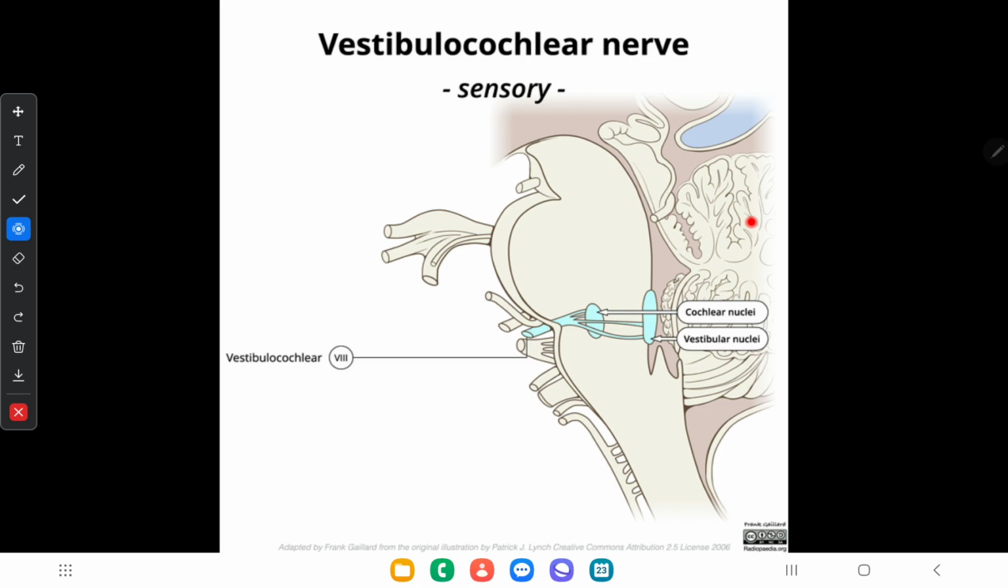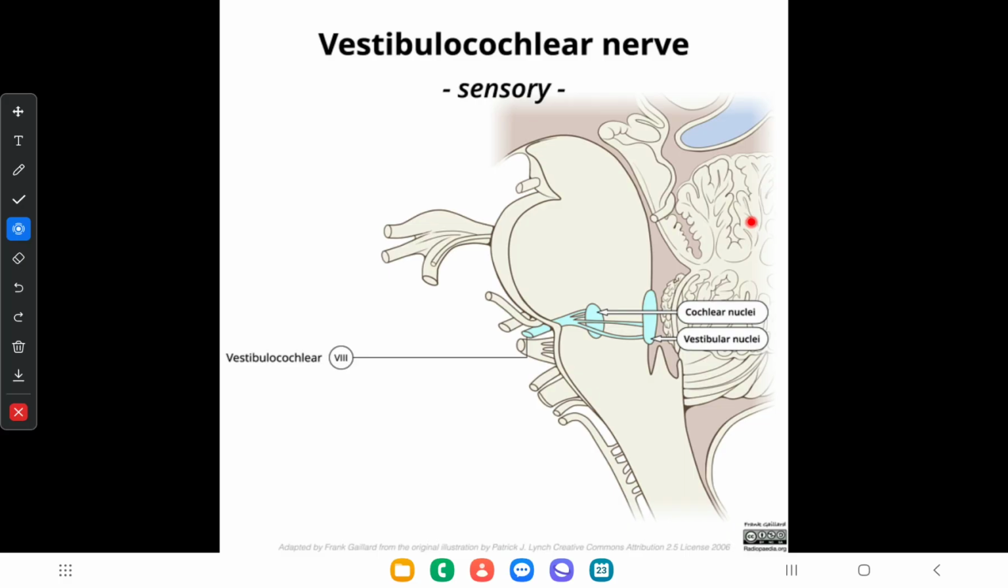Today I'm going to discuss the eighth cranial nerve, the vestibulocochlear nerve. As the name says, this nerve is composed of two components: the cochlear nerve and the vestibular nerve. The vestibulocochlear nerve carries special somatic afferent fibers from the internal ear. Actually, it is a sensory nerve.